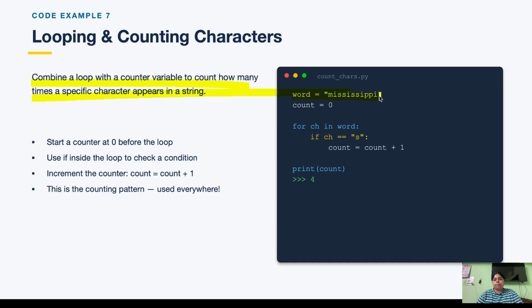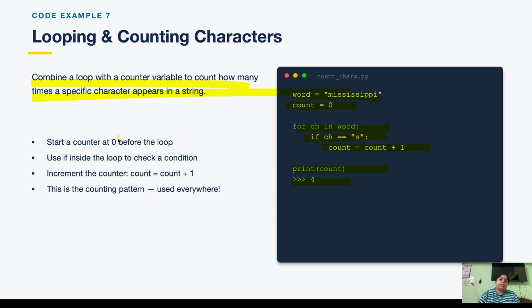Let's take the word Mississippi, and count is, by now, 0. For ch in word, you put ch in word, so the complete word will be tracked in that. If the character is s, how many times is it s? Every time it is s, +1 will be added. So when you print count, it is 4. You're getting my point. So this is how it processes.